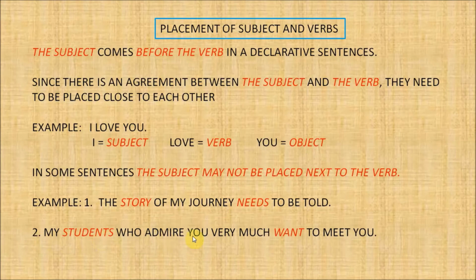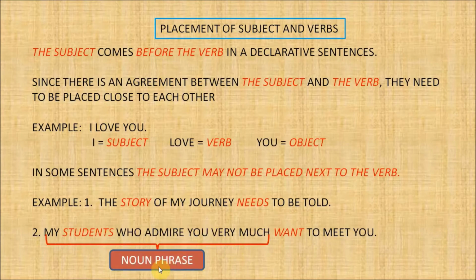My students who admire you very much want to meet you. In this example, my students who admire you very much is a noun phrase, and in this noun phrase students is the main word, and therefore it is the subject of the sentence. The word students is plural in number, therefore the verb want is used, which is the base form of the verb.